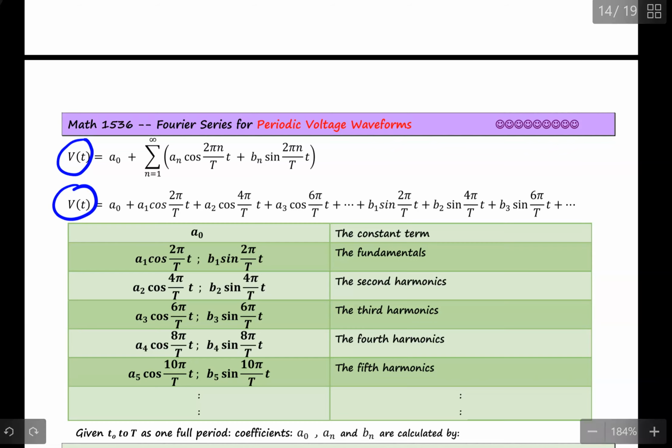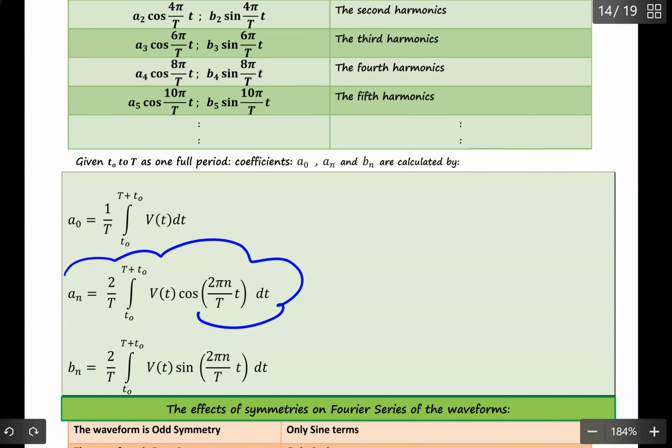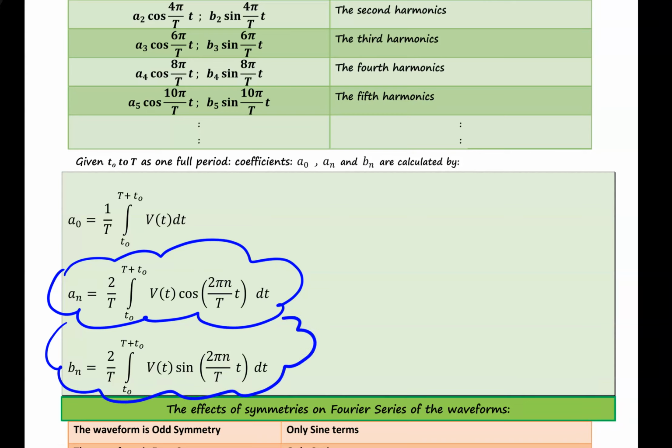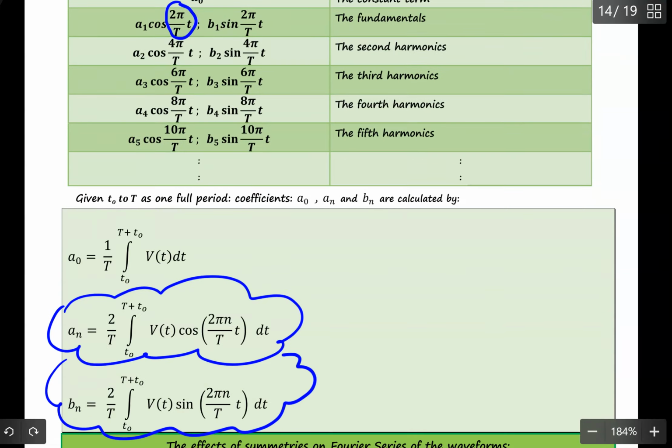You see the constant term stays the same, it's just a0, but the Fourier coefficients a1, a2, a3, or an, b1, b2, b3, or bn in this case will actually turn into these formulas instead. And I would like to go over why we have this argument for cosine and sine.